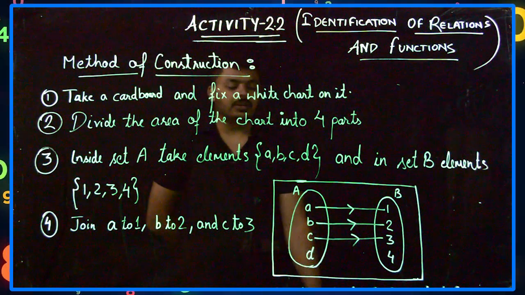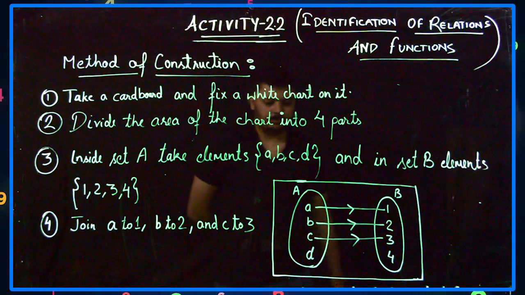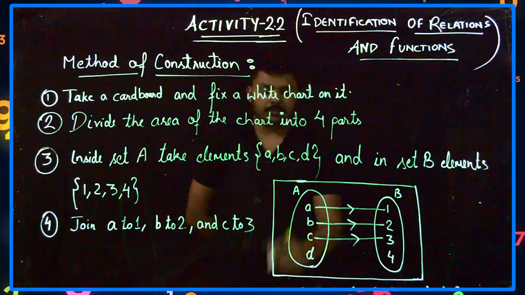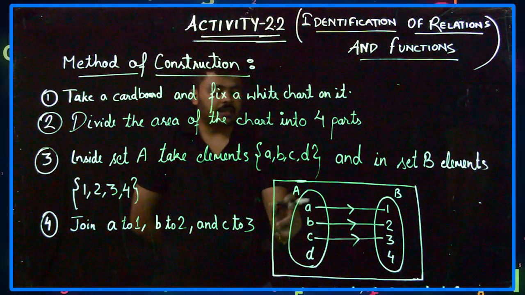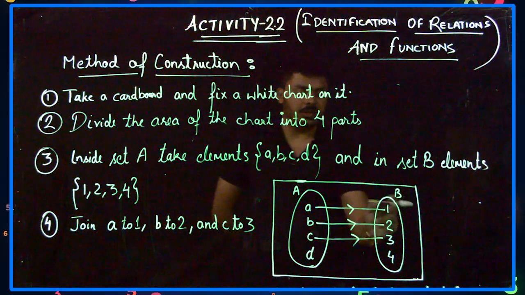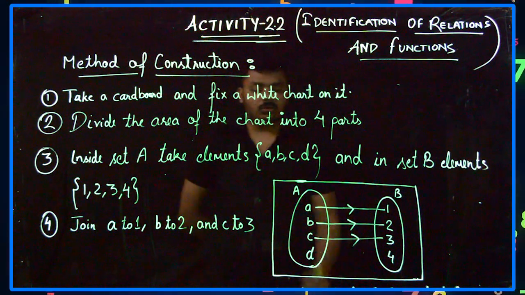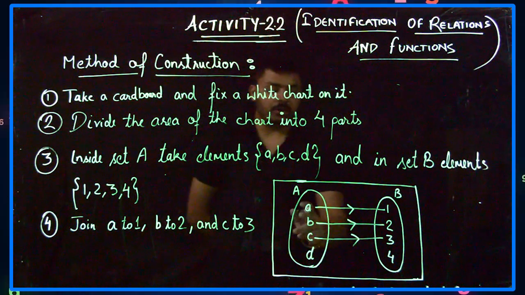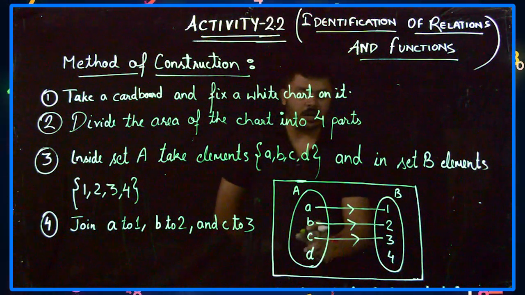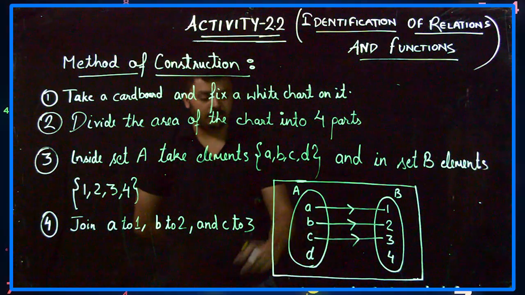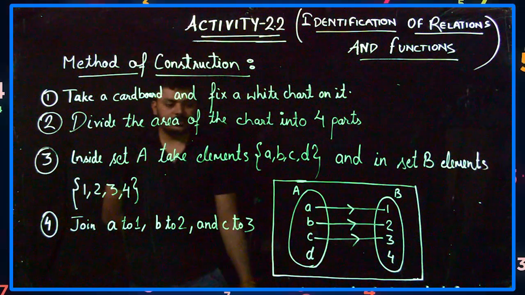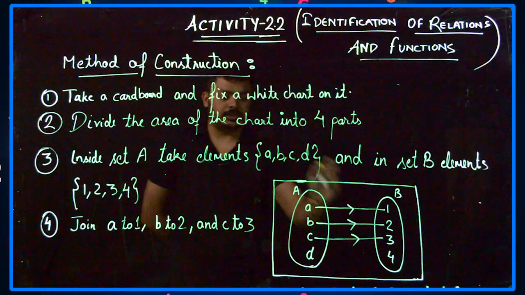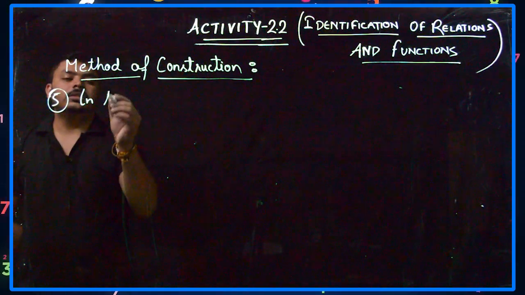So it is not a function, it is a relation, because in a function all the elements of a domain, that is here set A is the domain and set B is the codomain, so all the elements of a domain should be joined by a single arrow and no element should be left without joining. As you can see here, D is left without joining, so it is not a function but it is a relation.